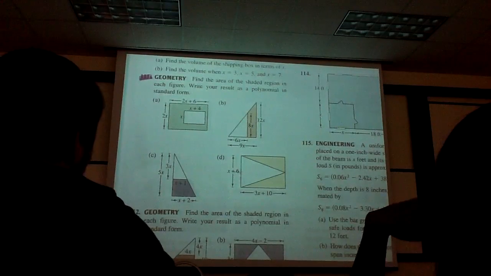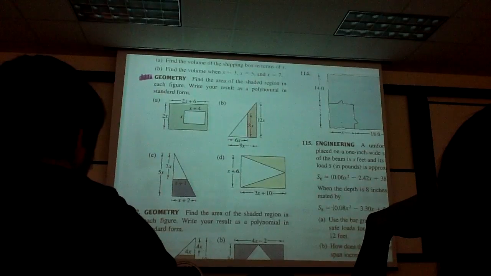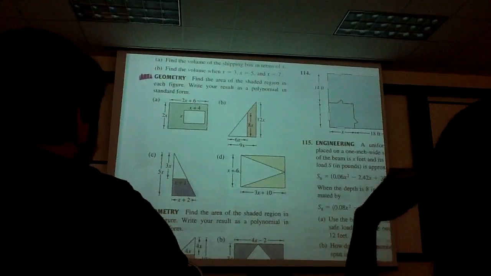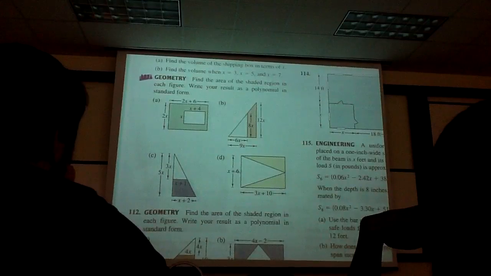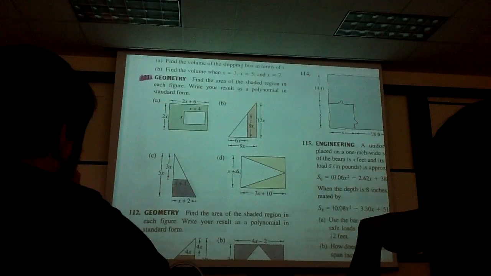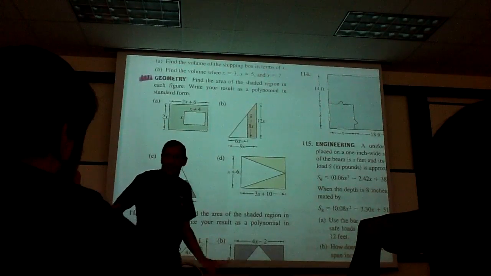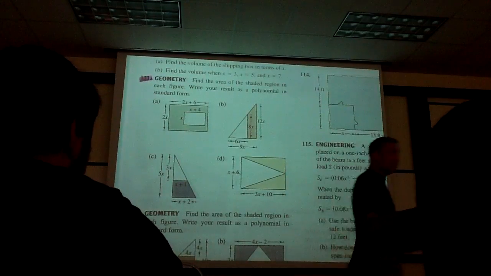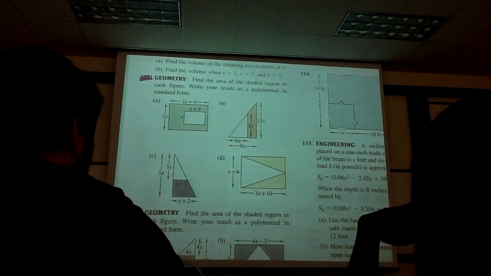Now notice what you're asked to do here. Find the area of the shaded region in each figure. Write your result as a polynomial. There's the application. There's why this is in this section. Polynomial in standard form. Hey, you know what they're asking you to actually do here? Remember something from your geometry background. How rude is that? They're asking you to actually remember what you've learned in the past. What are they going to ask you to do next?